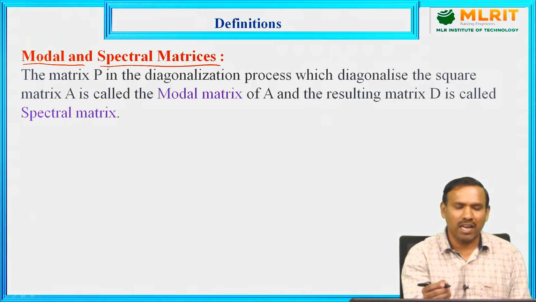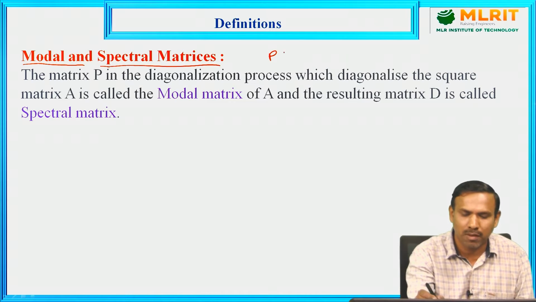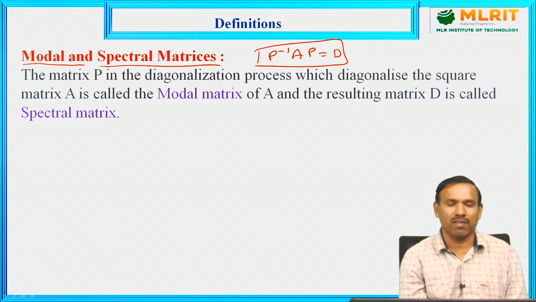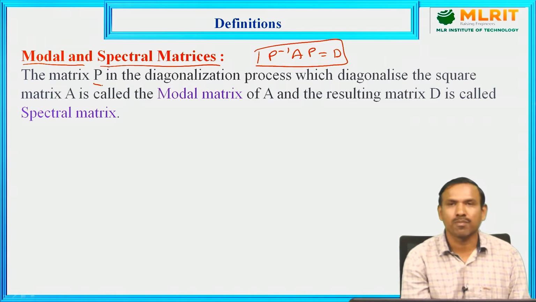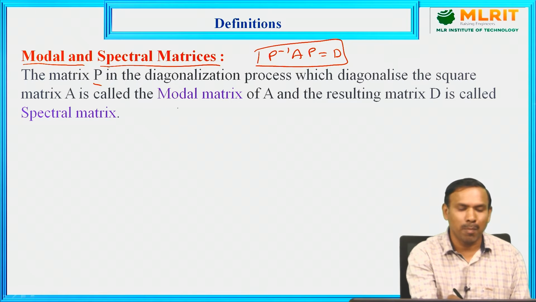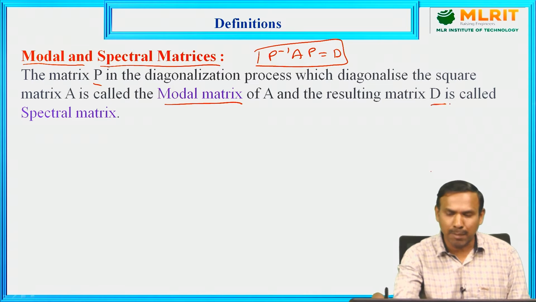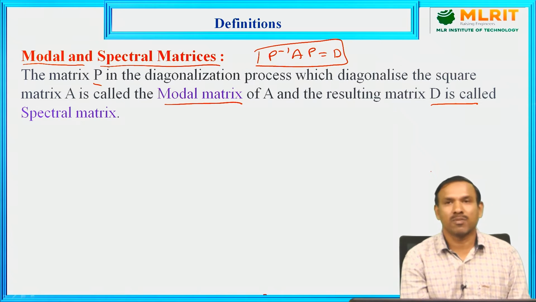What is the diagonalization process? P inverse AP is equal to D. I am giving this formula as the diagonalization. In this diagonalization process, the P involved is called the model matrix. The P matrix is called a model matrix and the D matrix, the resulting matrix, is called the spectral matrix.